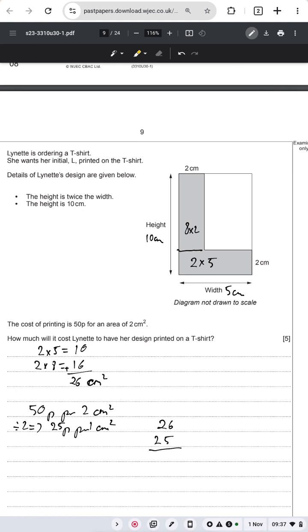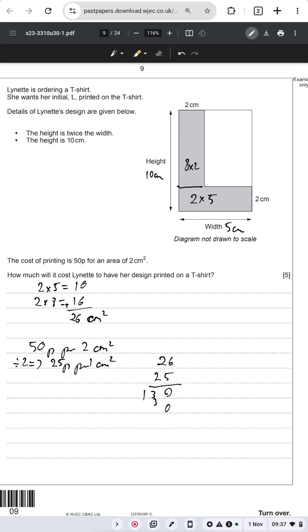So 6 times 5 is 0, carry the 3. 5 times 2 is 10, but we got the 3, so that's 130. Add the 0. 2 times 6 is 12, carry the 1. 2 times 2 is 4, but we've also got the 5 as well. So we sum these, so we got 0, 5, 6. So it's going to come to £6.50 cost.